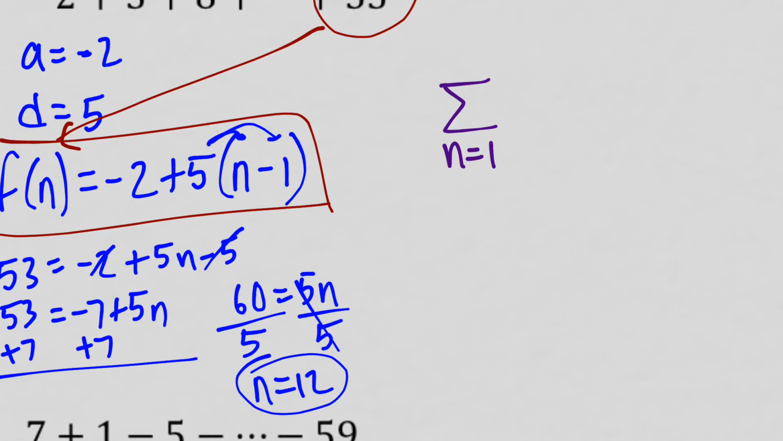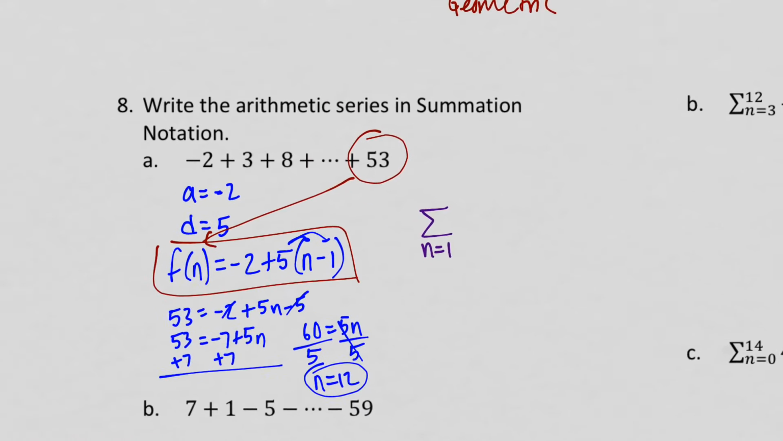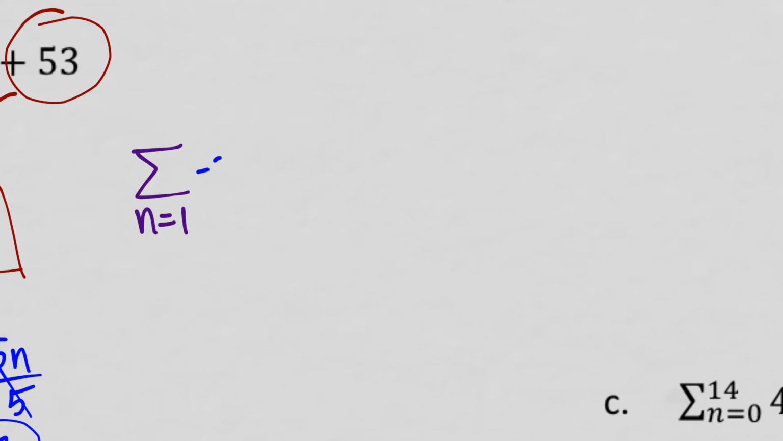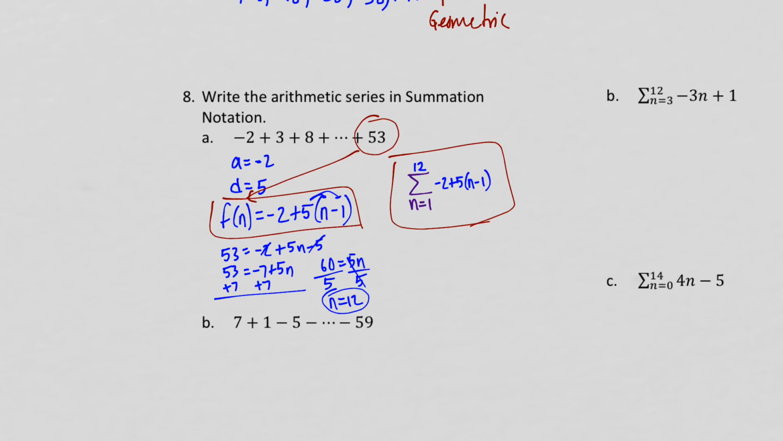The rule is this right here, so that's what you write right next to sigma. You write 2 or negative 2? Negative 2 plus 5 times n minus 1. And on top you put 12 because that's how many terms there are. That's the last term on your rule. There you go. That's it.